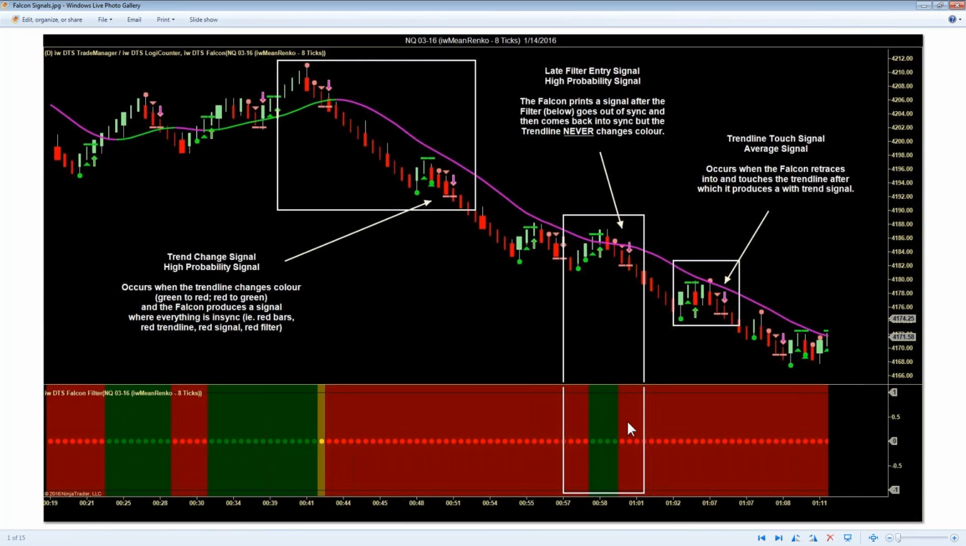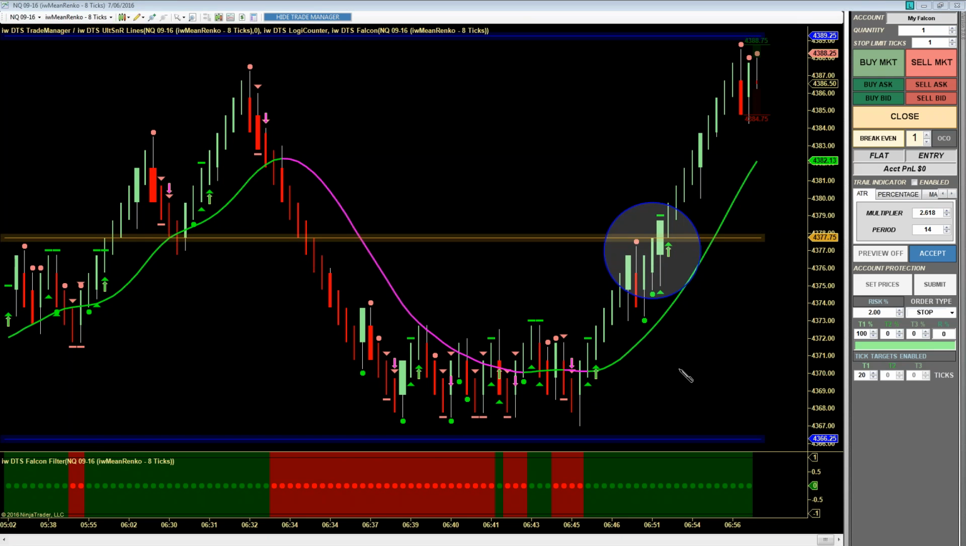Late filter entry signal. Filter goes out of sync, comes back into sync. Trend line never changes color. High probability signal. Trend line touch signal. The market retreats back into the trend line, bounces out, produces a signal. These are the 3 main signals that we focus on with the Falcon.